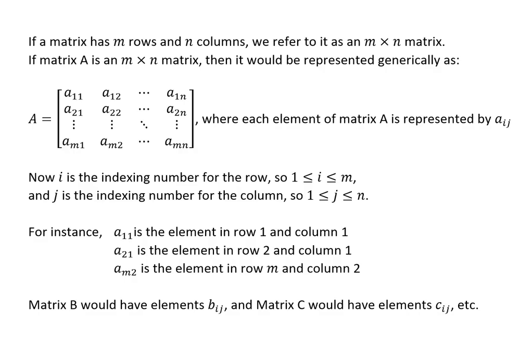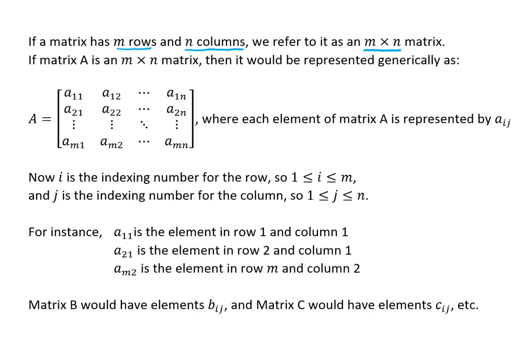The first thing we want to do is define what a matrix is. And a matrix is an array of elements that is arranged into rows and columns. Now we want to call the order of our matrix m by n, always doing our rows first and then our columns next. And if we have an m by n matrix, then it would be represented by elements.